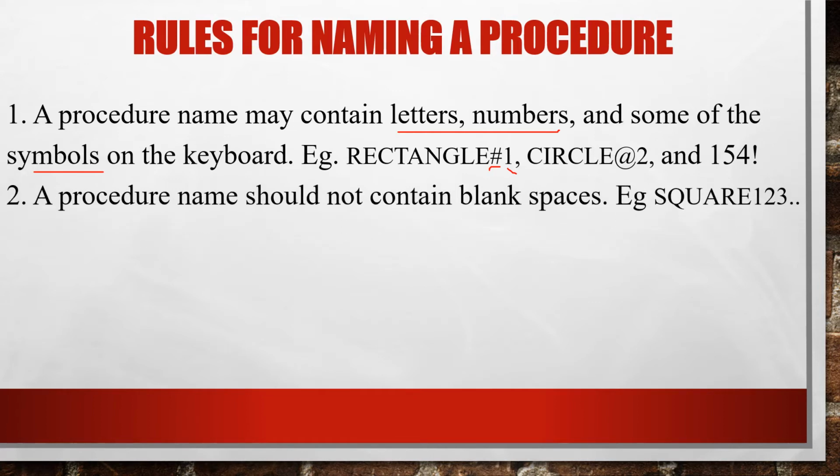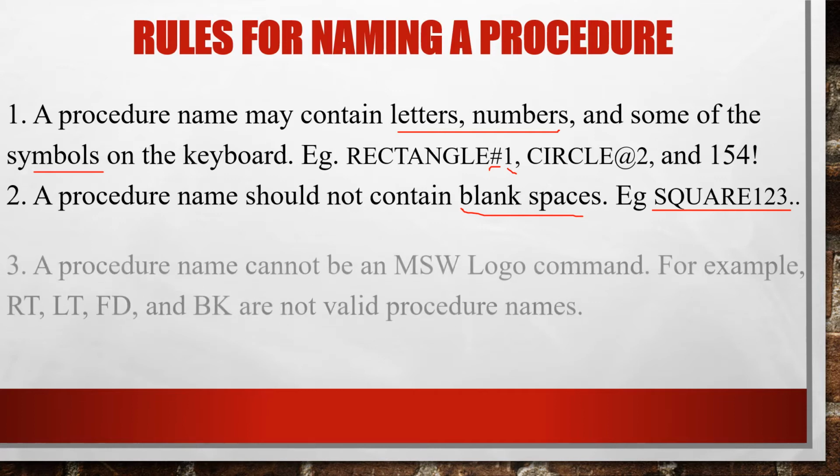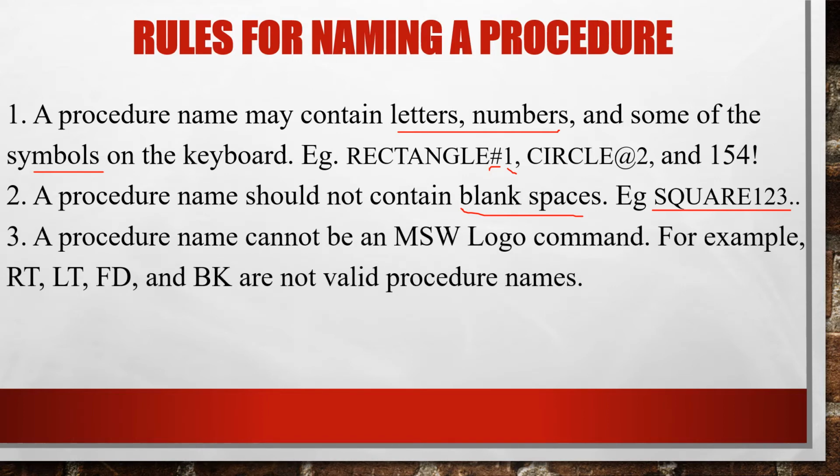Next rule, the procedure name should not contain any blank spaces. See here, square 1, 2, 3. Is there any blank space in between? No. So this is the valid procedure name. If there is a blank space after square, if you leave a space, that will be wrong. So it's not valid, it's invalid. So the procedure name should not contain any blank spaces. And the third rule is the procedure name cannot be an MSW Logo command.